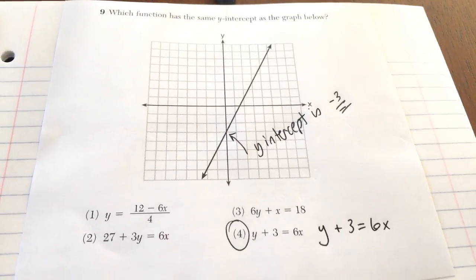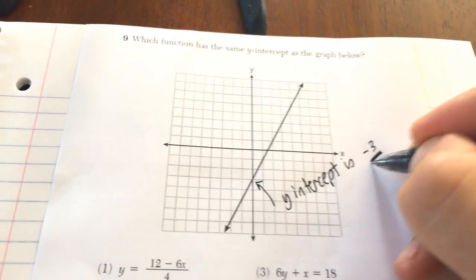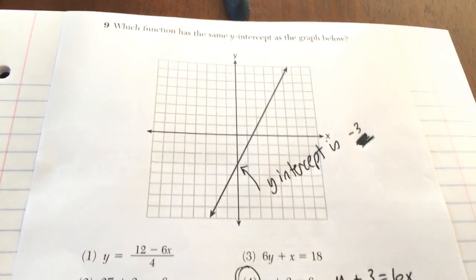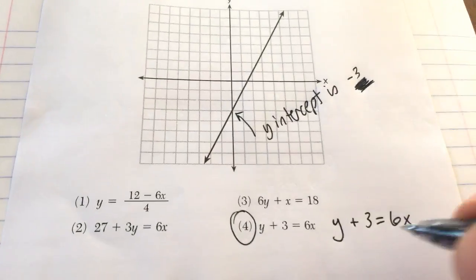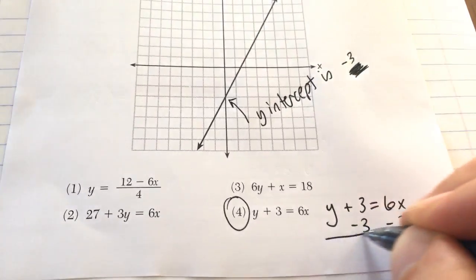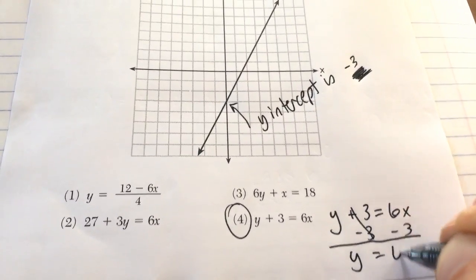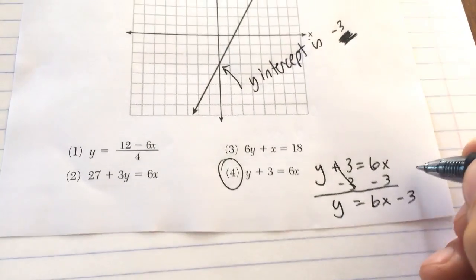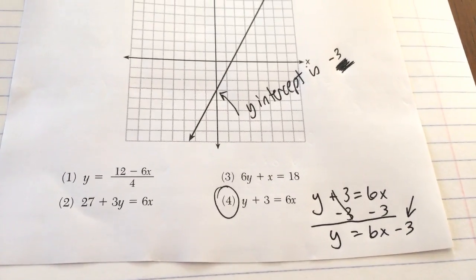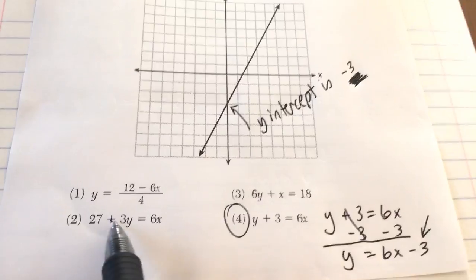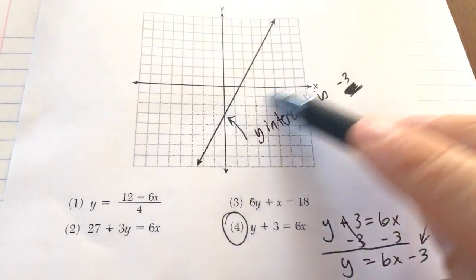In number 9, the y-intercept is negative 3. Choice 4, if I subtract 3 to get this equation into standard form, notice how in this case my y-intercept is negative 3. All these have to be put into standard form in order to determine the y-intercept.